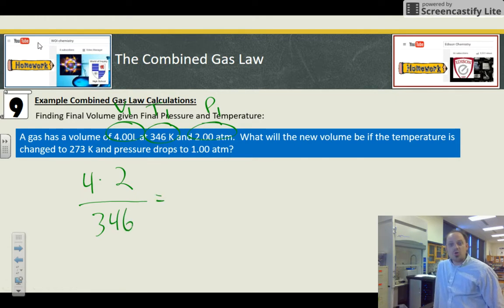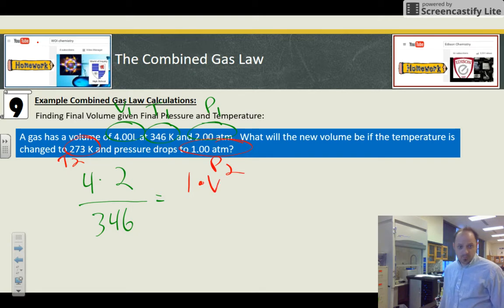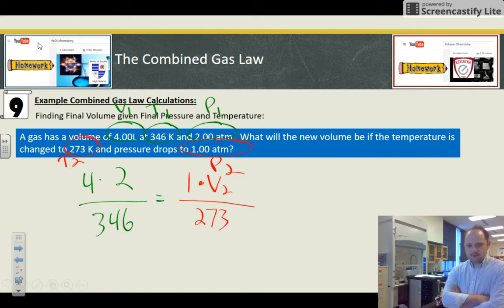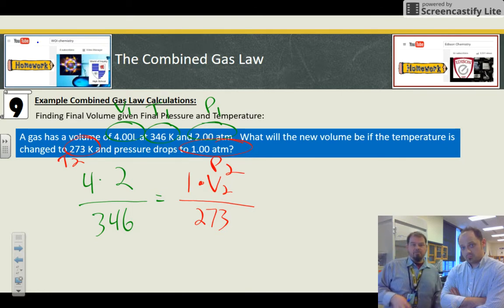Equals, what's the new volume if the temperature is changed and pressure drops to 1? So we know the new temperature, T2, and the new pressure, P2. We have to figure out V2, so I have 1 times V2 over 273. Okay, so this is where I'm going to take the opportunity to show you a trick, a shortcut.